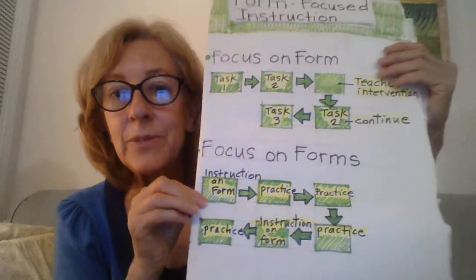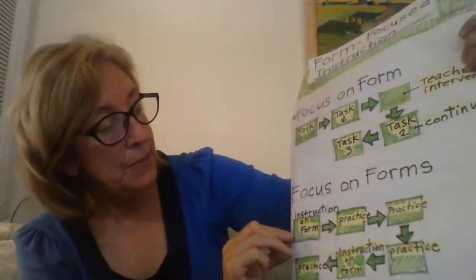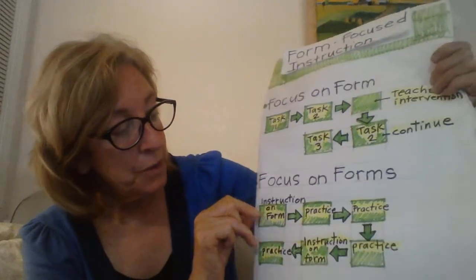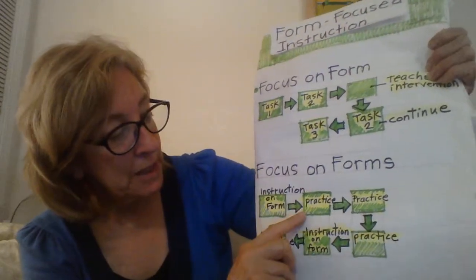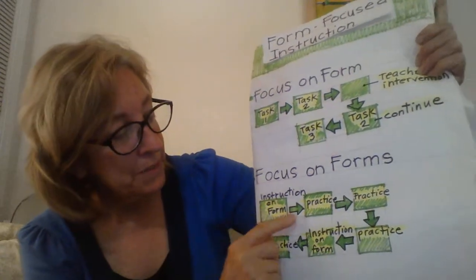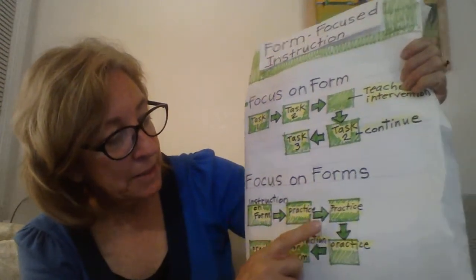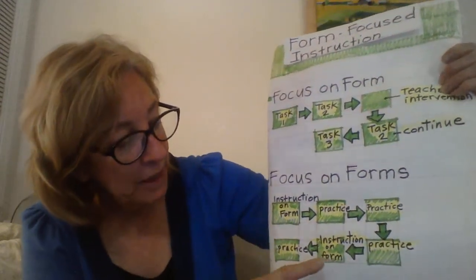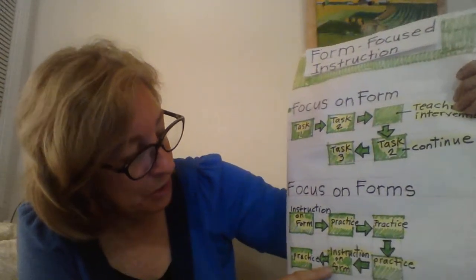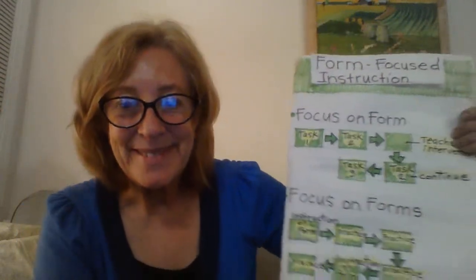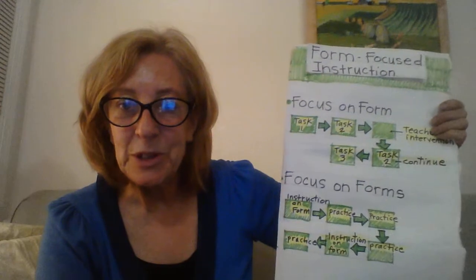And so the example here is instruction on form. You'd start out with your instruction on form, kind of like what we do with our lesson plans, where you have that after your introduction, and then practice, which is what we do also in those lesson plans, and then instruction on form again, and then one more practice. So yeah, I think it was really good suggestions.